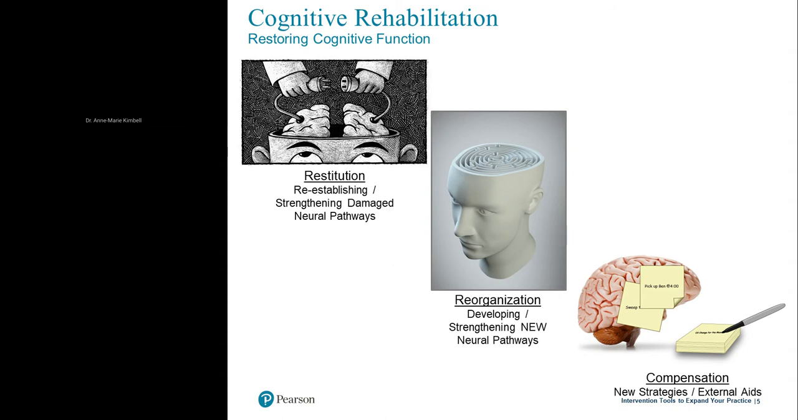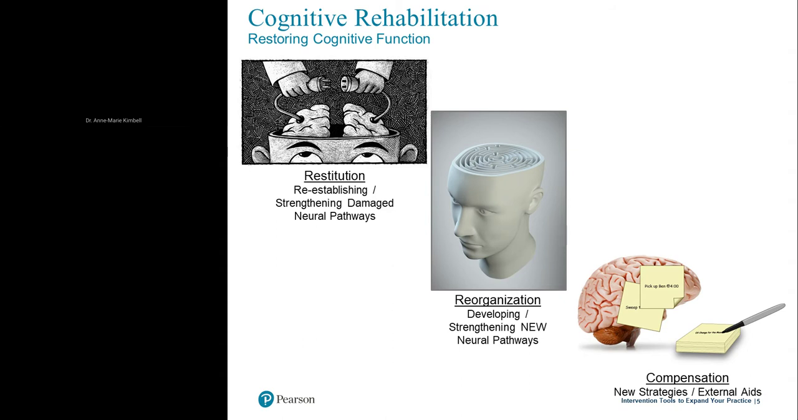And then another way is reorganization, and that is developing and strengthening new neural pathways. This is, of course, a neuroplastic process, and it may involve a slight detour to go around a damaged area, or a total reassignment of a cognitive function to a completely different area of the brain. And in reassignment, it often occurs that a function is reassigned to the contralateral side of the brain, so the same area on the opposite side from the damaged area.